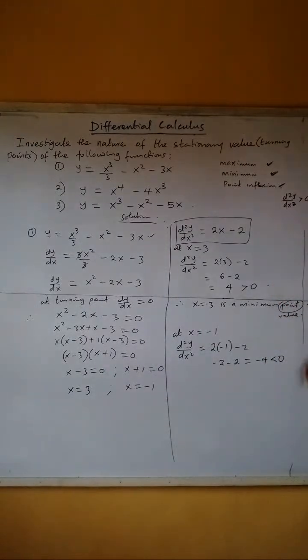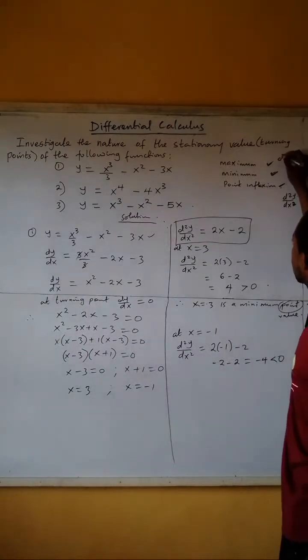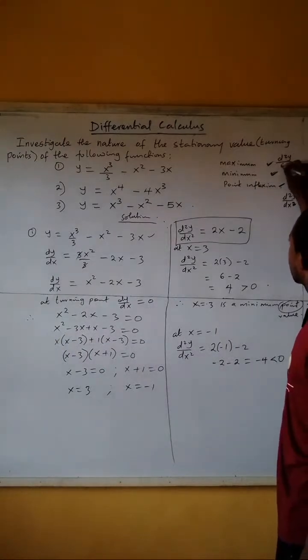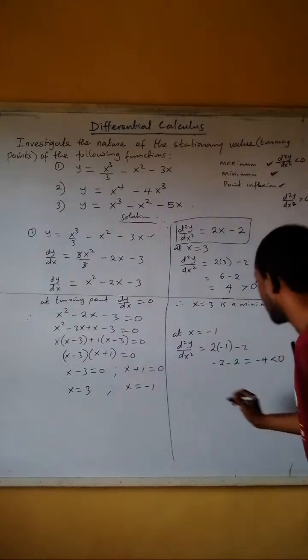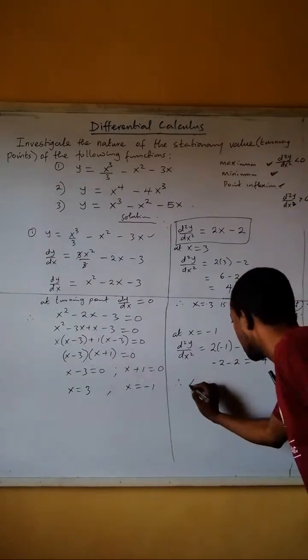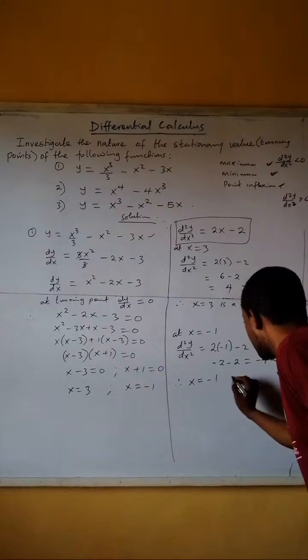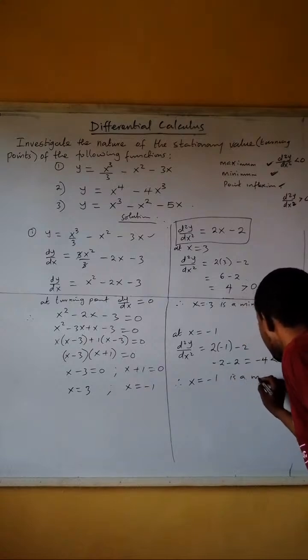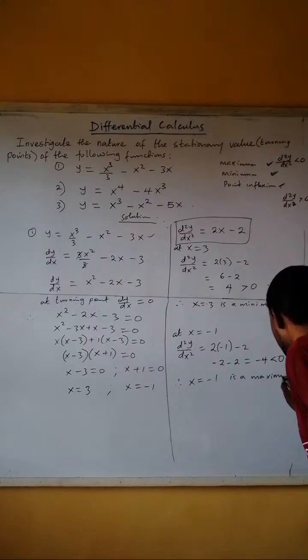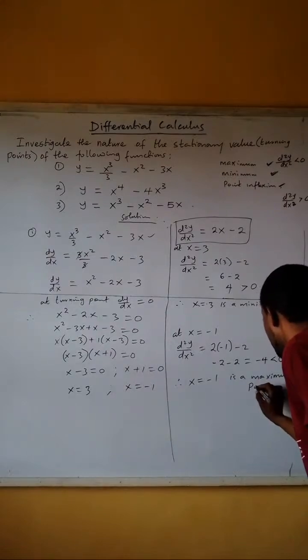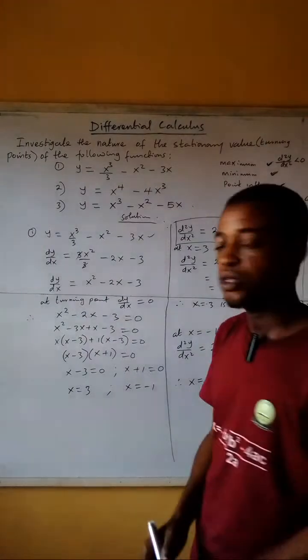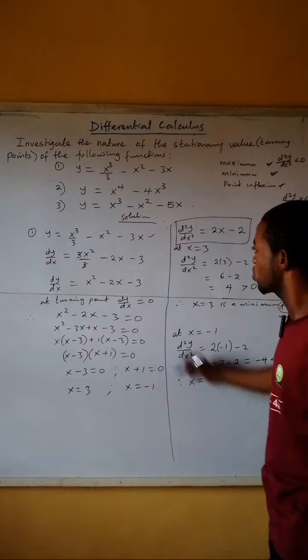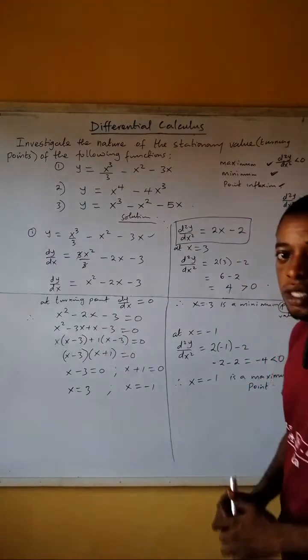And when d²y/dx² is less than 0, we have a maximum. So when it is greater than 0, we have a minimum. So therefore, here we can conclude that x equals to minus 1 is a maximum point. Which implies that the maximum value of this function will be when we substitute the maximum point into the given function. And that is it for the first one.